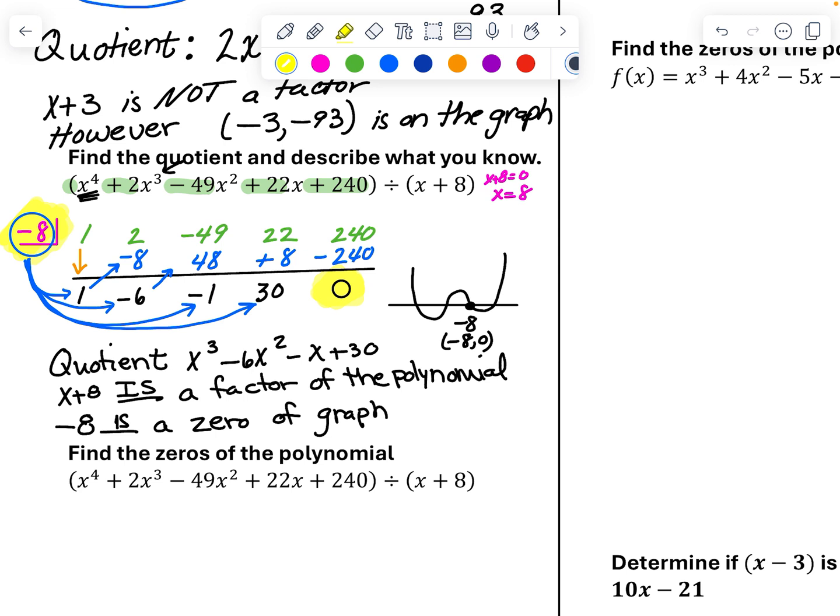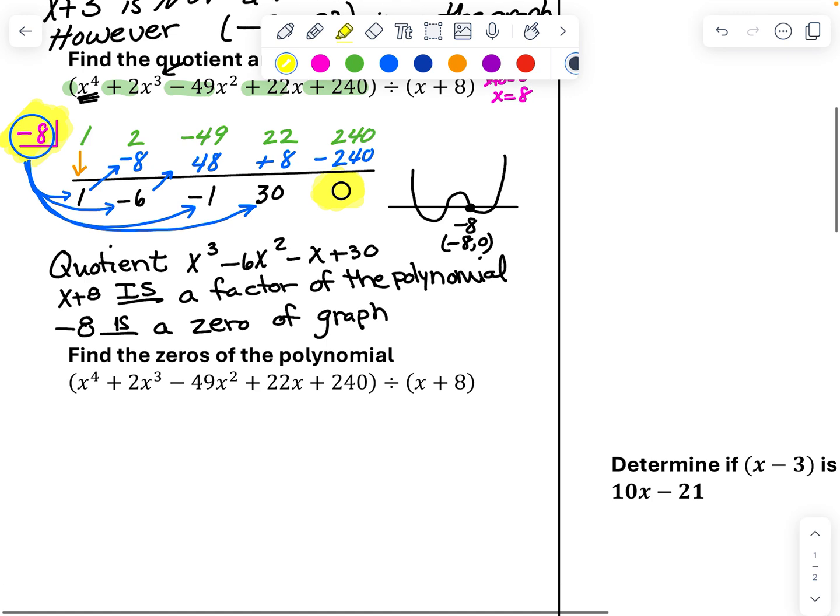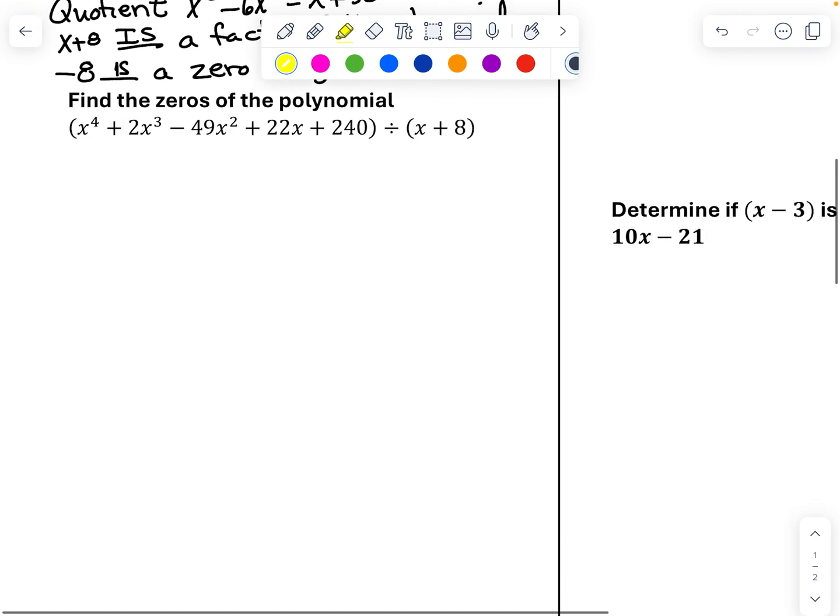We don't know which one of those places it is. It could be any of those 3, but at least one of them is negative 8, 0. Now, this tells us to find the zeros. You'll notice the directions are different, so we're going to do what we just did.